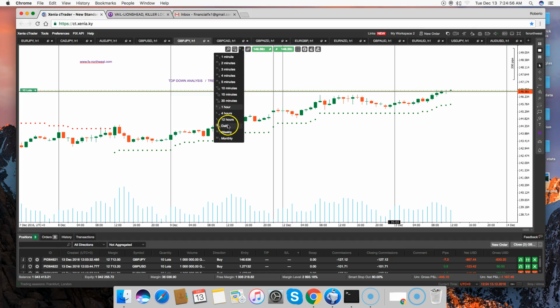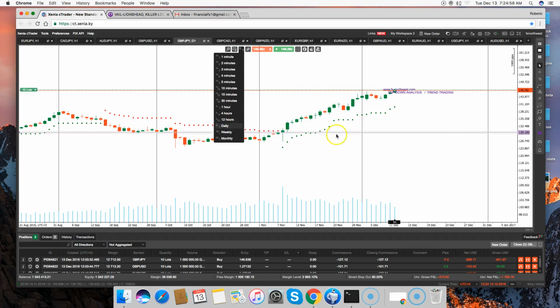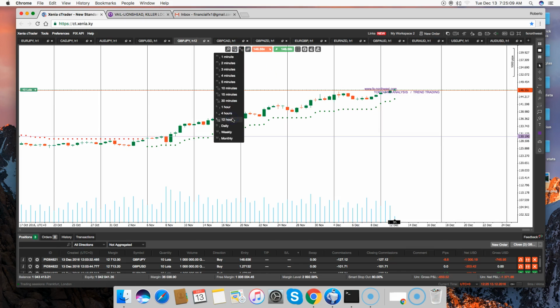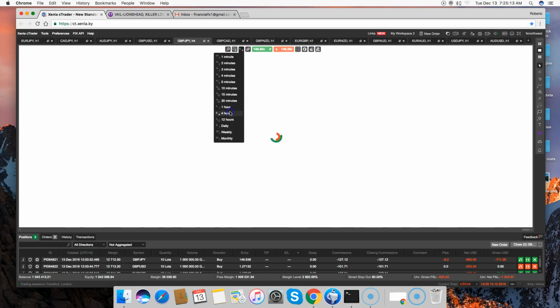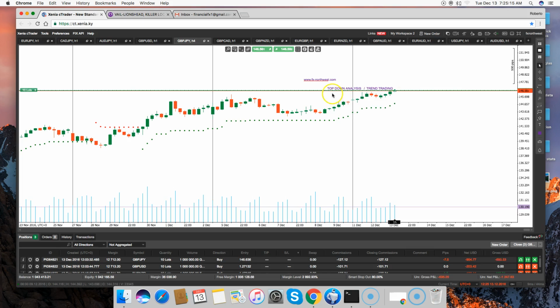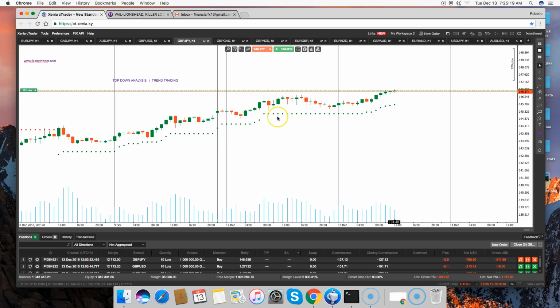I'll start with a daily chart. So these dots are below price action, which indicates on a daily chart an uptrend. Then I scroll down to a 12-hour chart, and the same thing, we're still in an uptrend. Look at the 4-hour chart. They're all mirroring each other. So I know that the overall direction of this pair, at least for the next 24 hours, should be north.